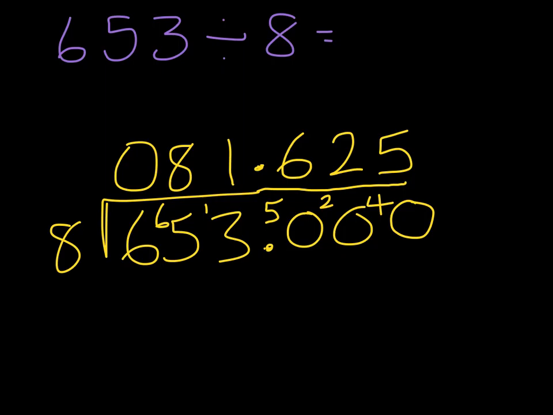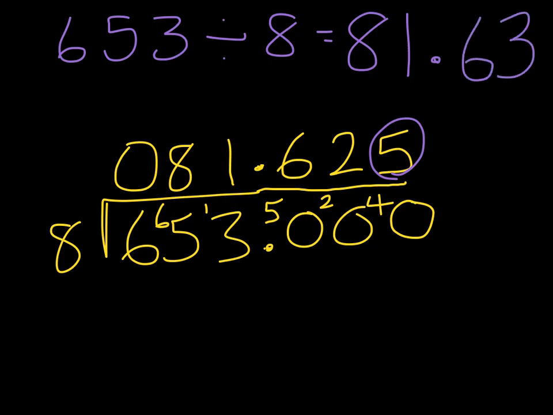Now, this is where you need to read the question really carefully. Usually, the question will tell you how many decimal places it wants you to have. So let's say, in this example, I want 653 divided by 8 to 2 decimal places. So my answer would be 81 point, and then if I round it to 2 decimal places, that means it would go up, so it'd be 0.63.